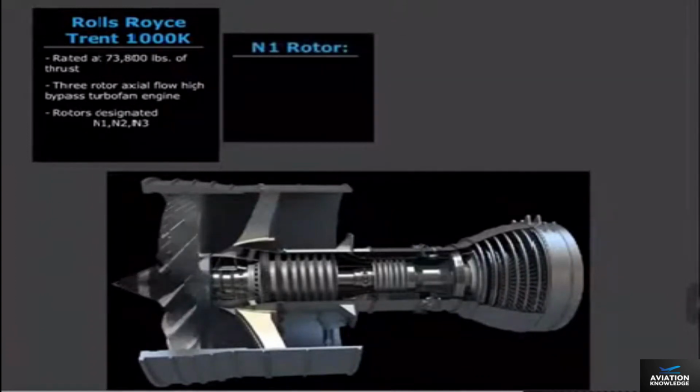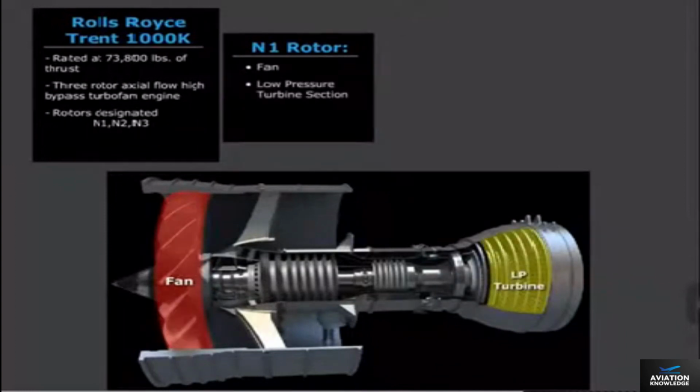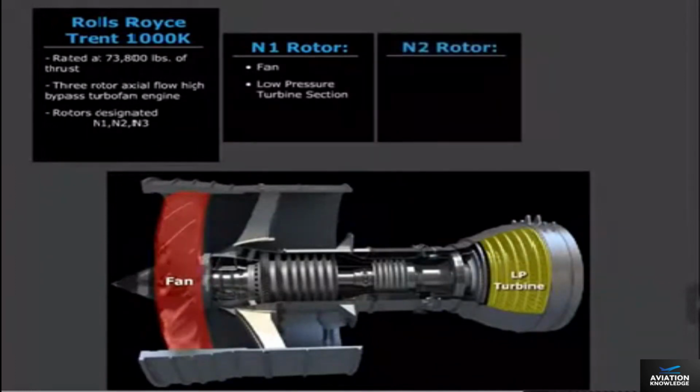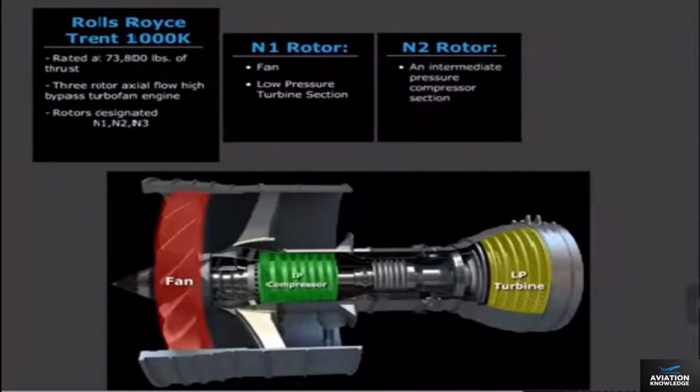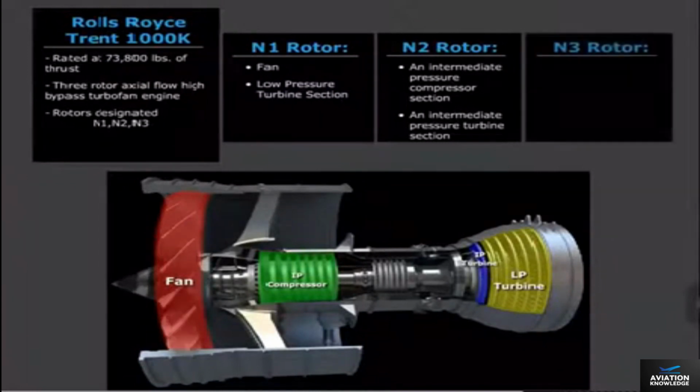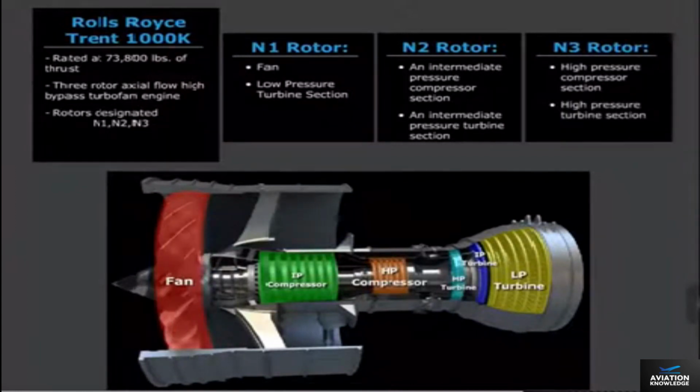The N1 rotor consists of the following items on a common shaft: a fan and a low-pressure turbine section. The N2 rotor consists of the following items on a common shaft: an intermediate pressure compressor section and an intermediate pressure turbine section. And the N3 rotor includes a high-pressure compressor and a high-pressure turbine. All three rotor assemblies are mechanically independent from each other.